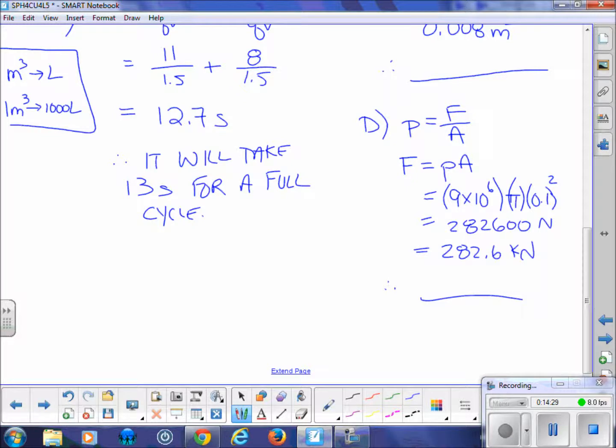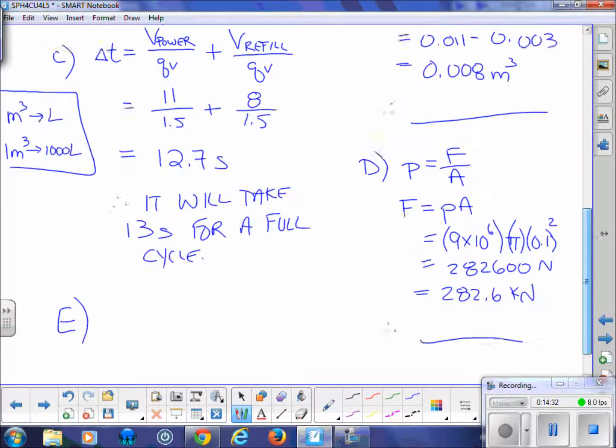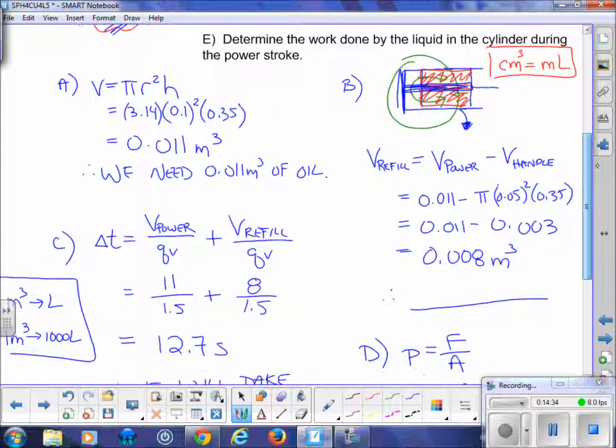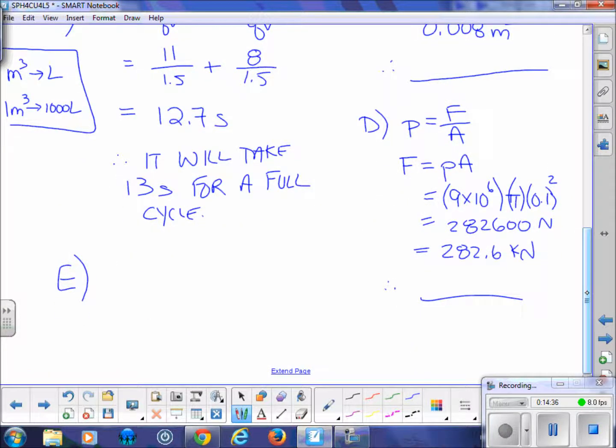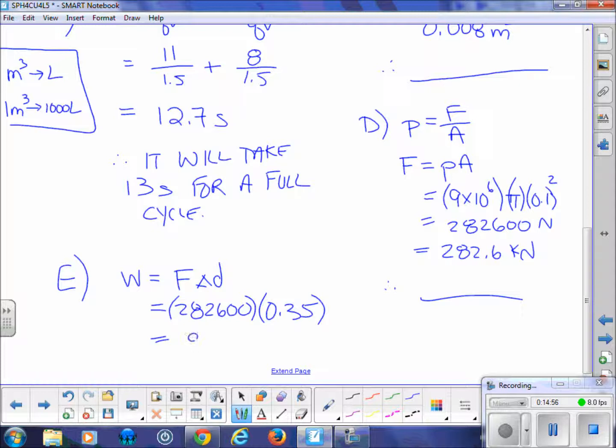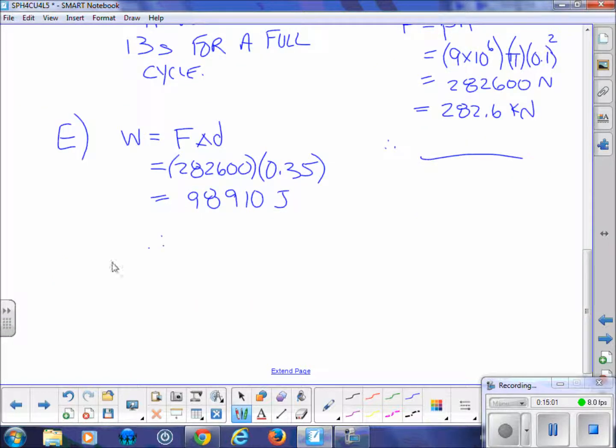All right. And the last one, the E part, determine the work done by the liquid. So now we're doing our work calculation. And from the third unit, we know work is just force multiplied by your displacement or distance. So we have the 282,600 newtons multiplied by the stroke, which is 35 centimeters. So multiply that by 0.35. We get 98,910 joules.